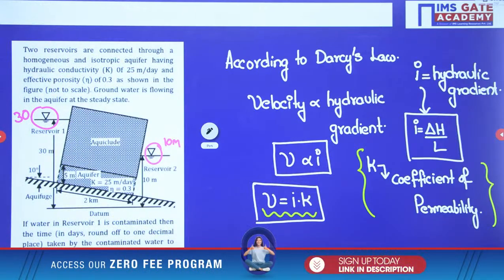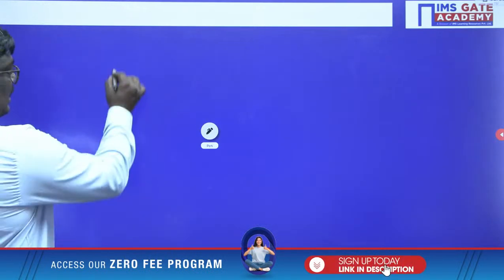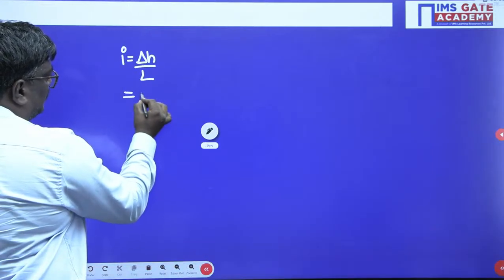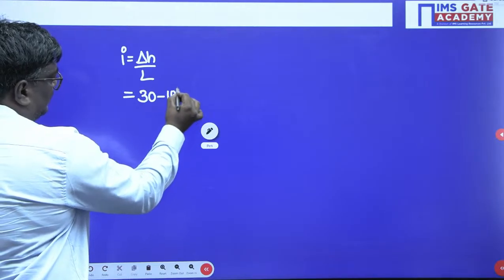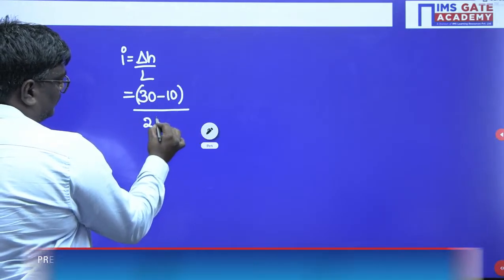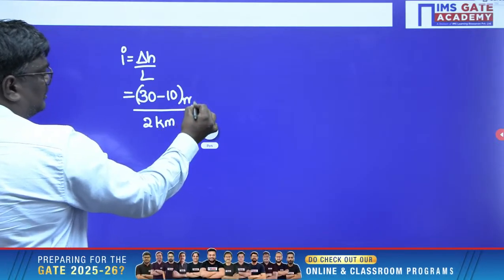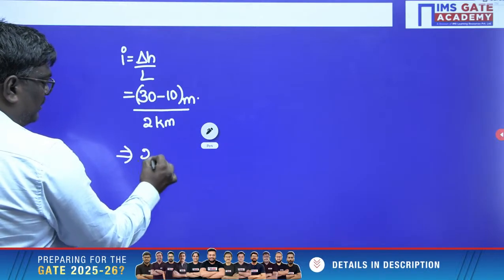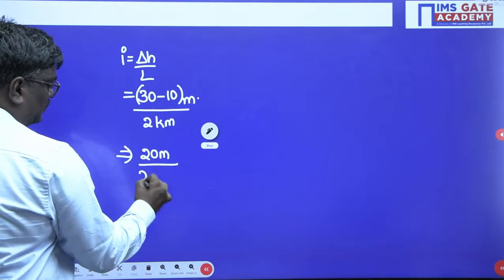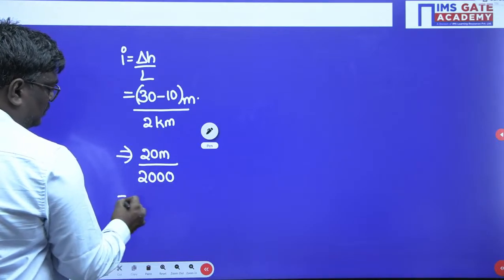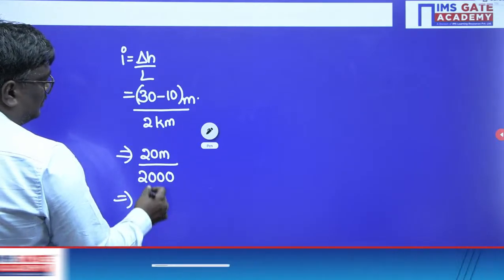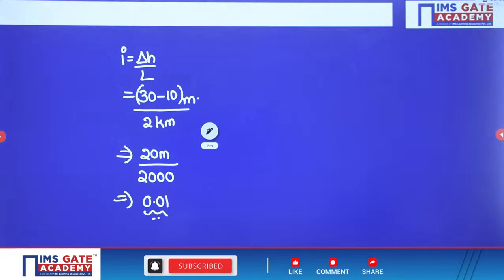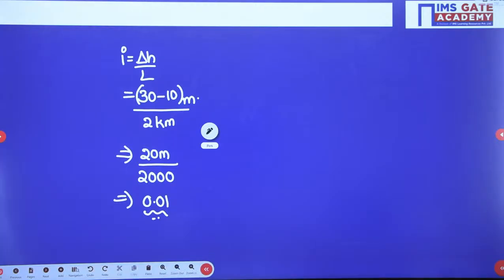Now what is the loss of head? Let me tell you. What is I? Hydraulic gradient, I told you, is delta H by L. So I is equal to 30 meter minus 10 meter upon 2 kilometer. This is kilometer and this is meter, so if we convert kilometer into meter, this will be 20 meter upon 2000, so 1 by 100. So it will be 0.01. Please check it.